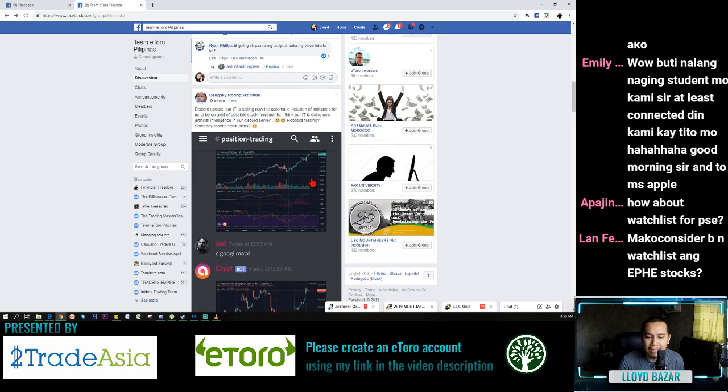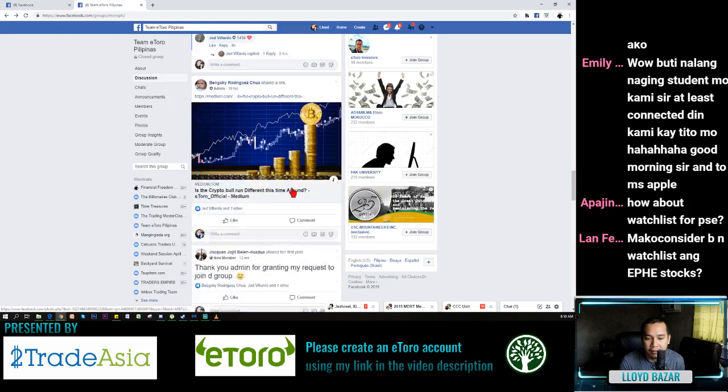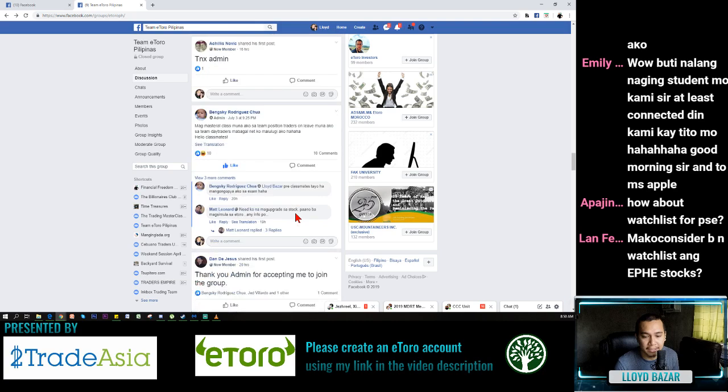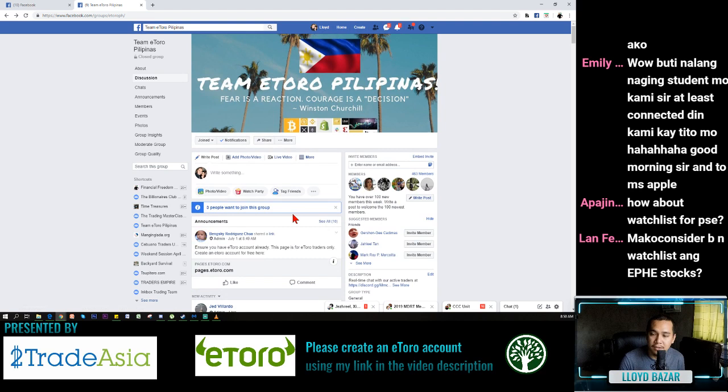They're scalping using eToro. Makita nyo po dito, sila Glenn, 24.68% on oil. Scalping, right? Amazing wins. Magagaling ang mga tao dito, and they're trading in eToro. Join this group. You're gonna learn a lot here, especially those who want to do scalping sa international market.